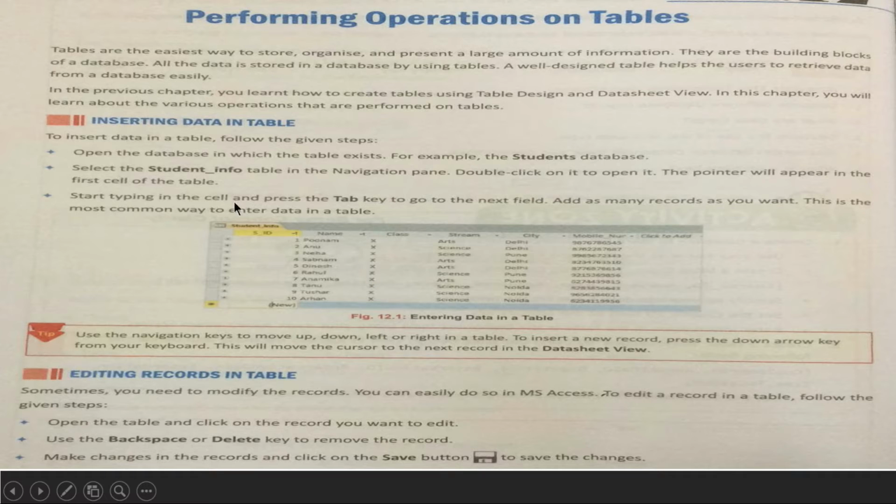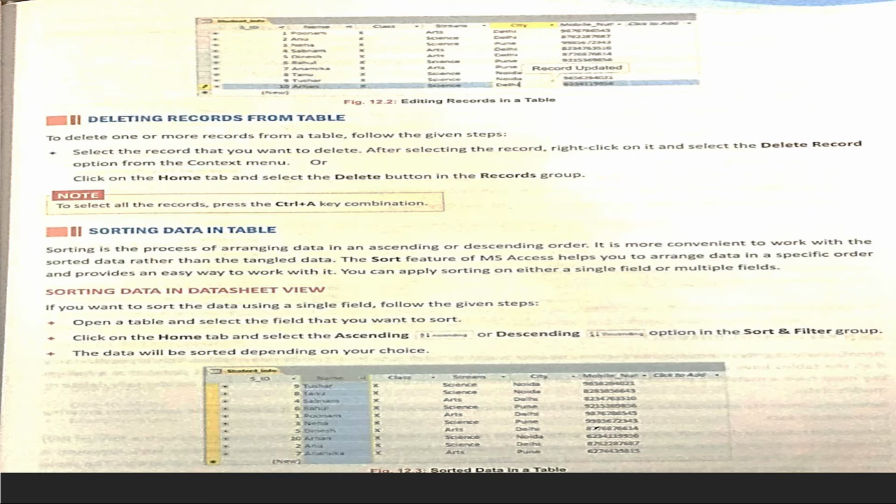So we have seen how to insert the data in datasheet view, as well as how you can edit the record by using the backspace or the delete key to remove the record, and whatever changes you make, you then have to press the save button to save the changes. All right, so here you are just editing records in a table. You can try it out. But we will also come up with a practical demonstration of it.